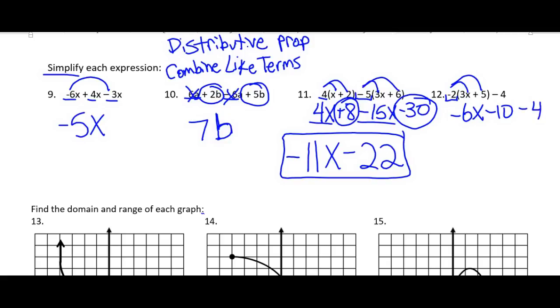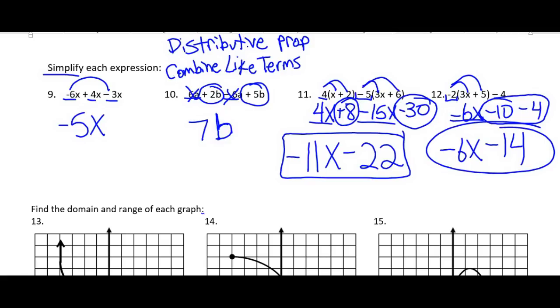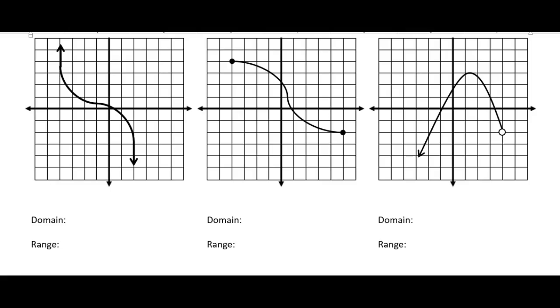I have no other x terms except negative 6x. I do have 2 constants. I have a negative 10 and a negative 4. That gives me negative 14. So there is that. All right, and the real problems now. These are the fun ones.